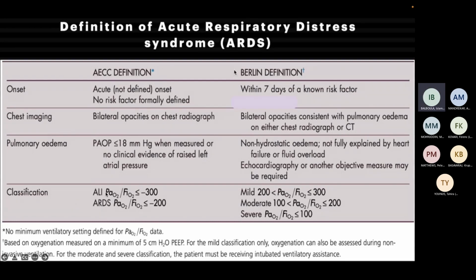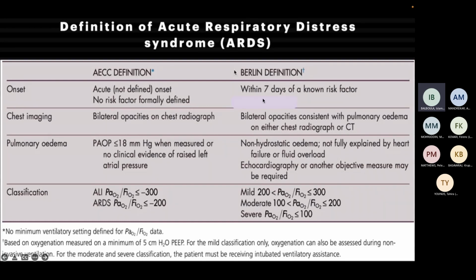In the old definition, it was classified as acute lung injury if the PF ratio was between 200 and 300, and ARDS if the PF ratio was below 200. In the new definition, they omitted the acute lung injury term completely, and if the PF ratio is below 300, it's ARDS, and we can classify further to mild if the PF ratio is between 200 and 300, moderate from 100 to 200, and severe if the PF ratio is below 100. As you see, there are minor differences.